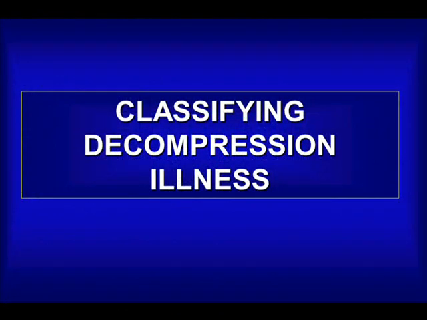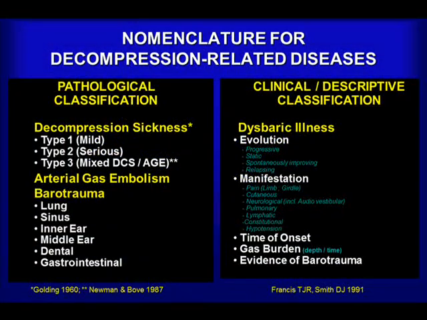The confusion that has arisen around this is evidenced by the two prevailing classification systems. The first, which we might call the pathological classification system, promulgated by Golding in 1960, tries to differentiate between decompression sickness and arterial gas embolism as the root cause. For the most part, it is not particularly helpful in the clinical management of these disorders, simply because all the information is rarely available at the time that clinical decisions need to be made. Nevertheless, for the sake of completeness, let's just briefly touch on the difference between the classifications.